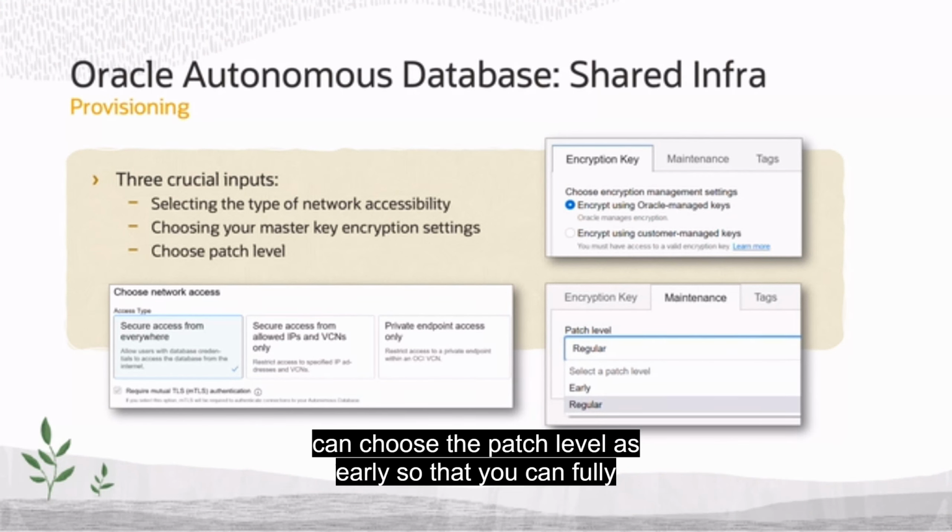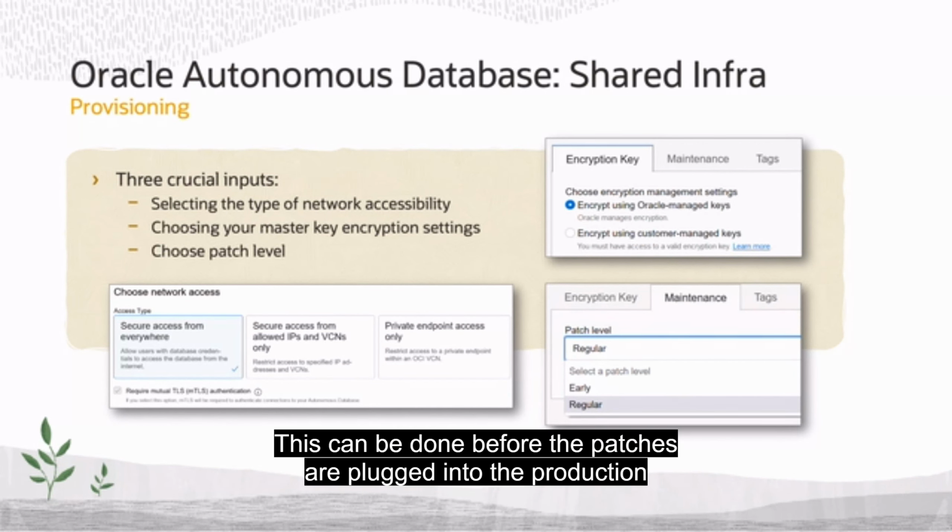Usually, if you have a test instance, you can choose the patch levels as early so that you can fully validate your application for any incompatibilities and have them fixed by raising a service request. This can be done before the patch is applied into the production environment.